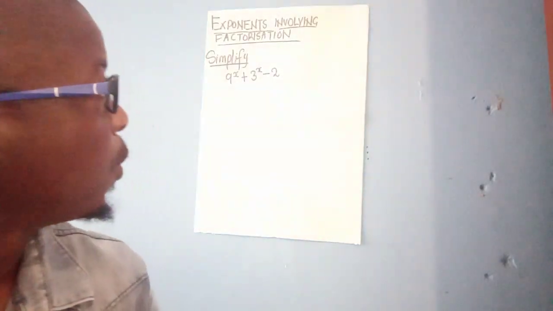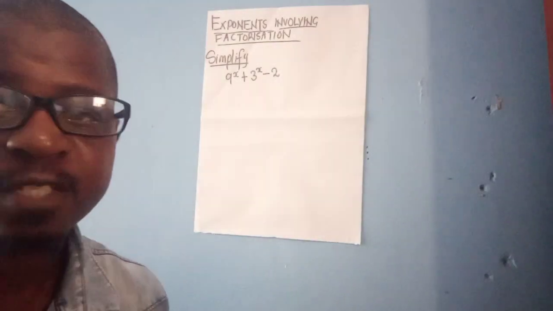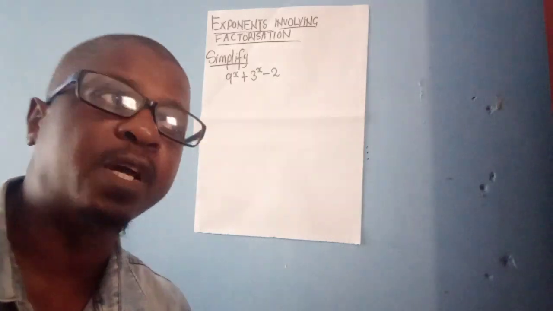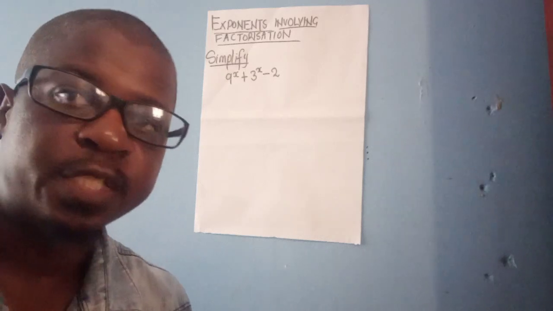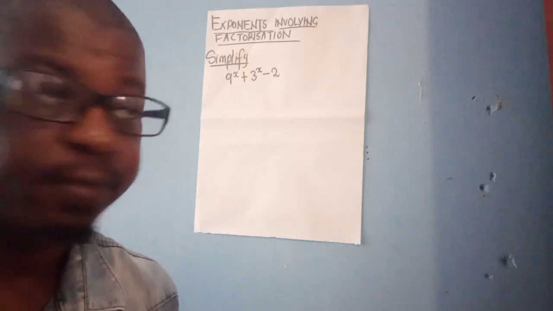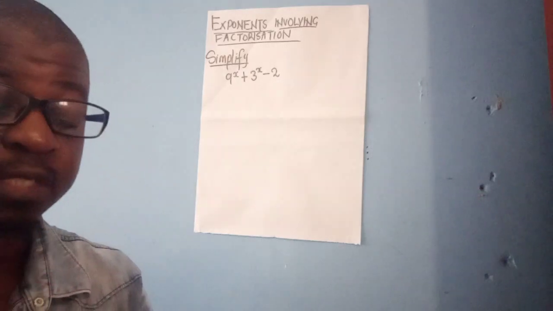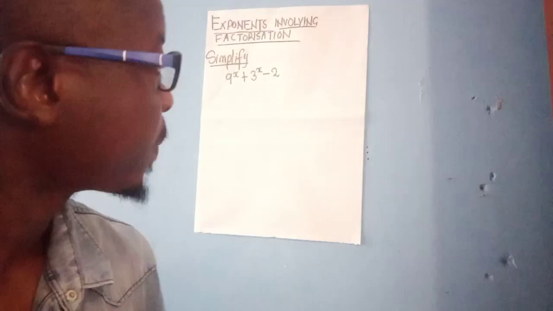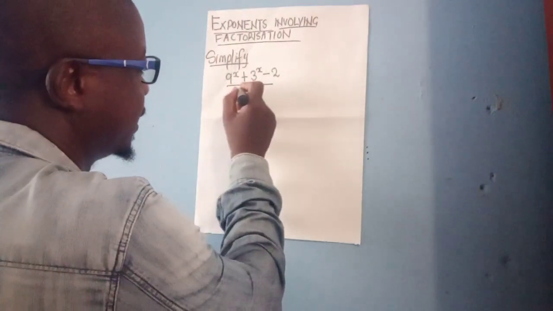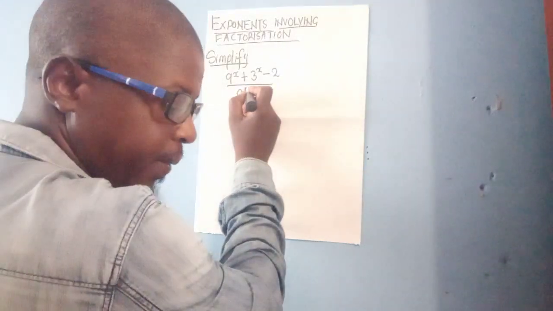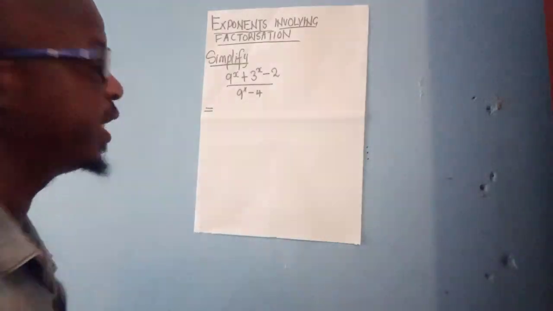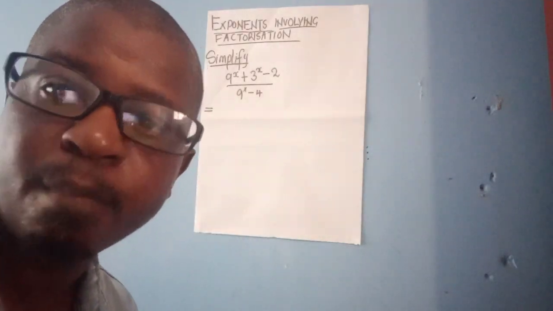In this video, we are going to look at exponents involving factorization. So without any further ado, let's have a look at the example on my worksheet. What do I have? I have 9 to the power of x plus 3 to the power of x minus 2, all divided by 9 to the power of x minus 4. So the first thing that we need to do here is to consider the prime factors.